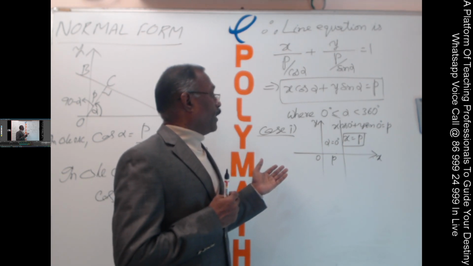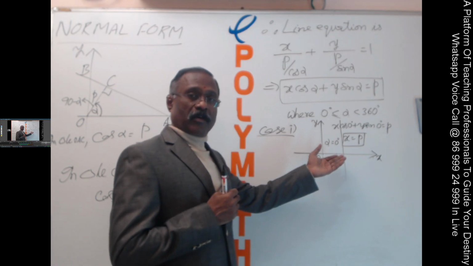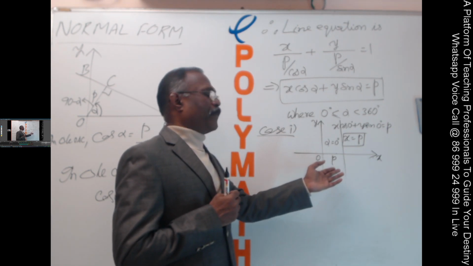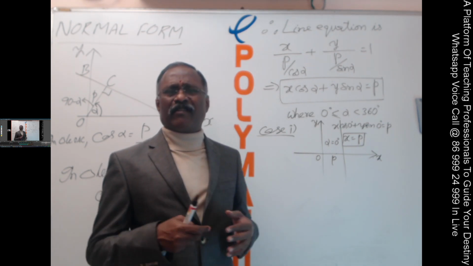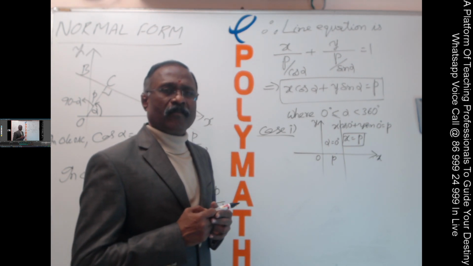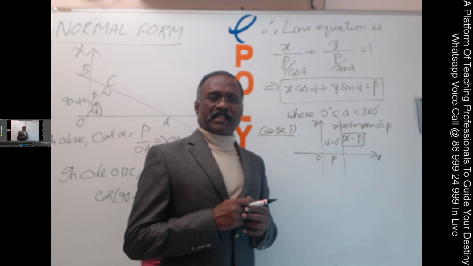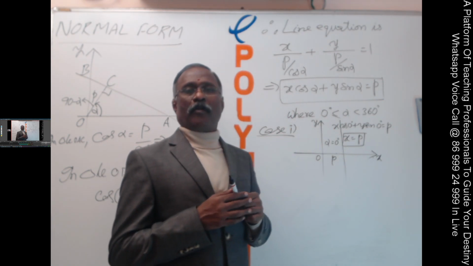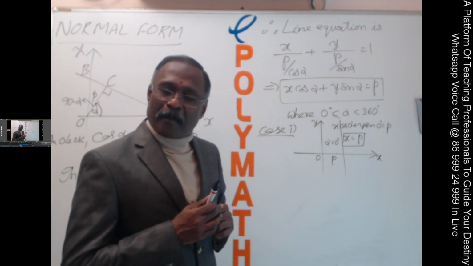Now x is equal to p. You know the line which is parallel to the y-axis and at a distance of p units is nothing but x equal to p. Everyone knows that. These are the basics. X equal to p can be expressed in the normal form like this: x cos 0 plus y sin 0 is equal to p.